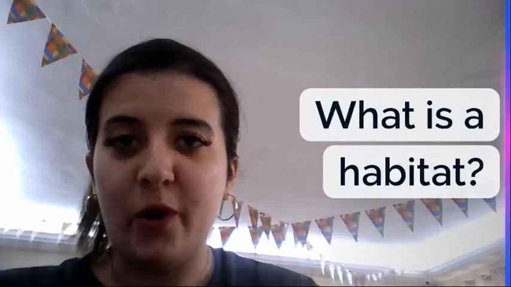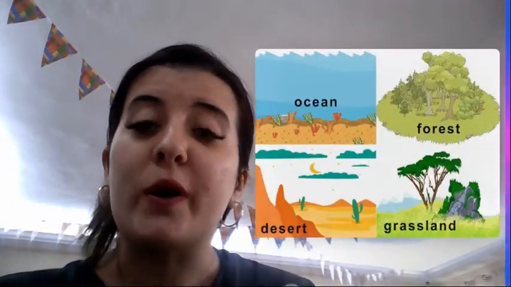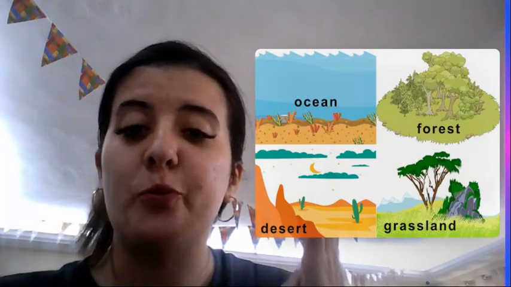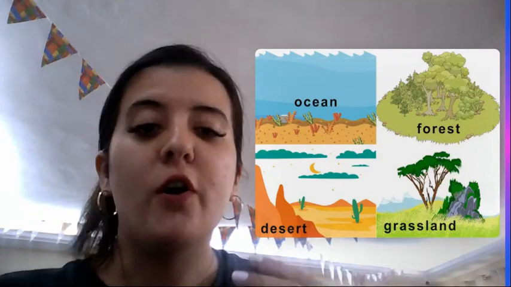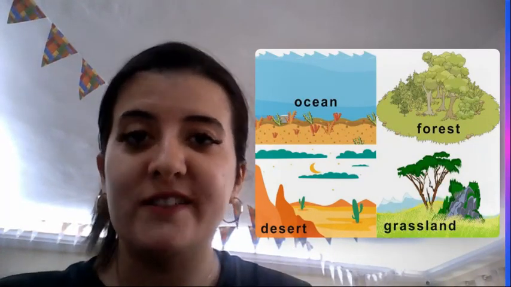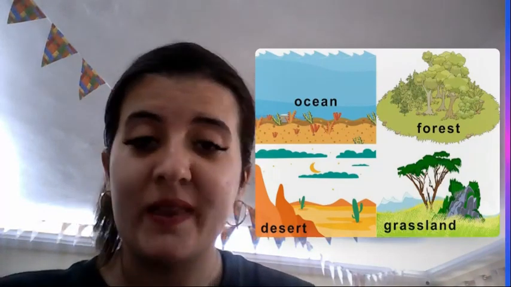We also want to talk about what is a habitat. A habitat is another way of saying where animals or plants call home. So for example, its home could be the ocean, the forest, the grassland, or it could be the desert as well. So we're going to talk about all these different types of habitats as well.